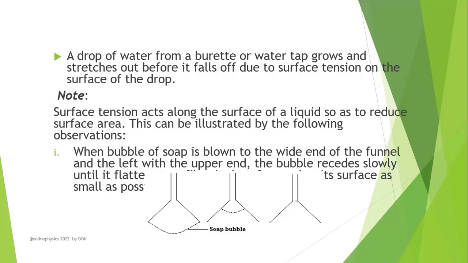Then we can also note that surface tension acts along the surface of a liquid so as to reduce surface area. This can be illustrated by the following observations. One, when a soap bubble is blown at the right end of a funnel and the left upper end is left open, the bubble reduces slowly until it flattens the surface as small as possible. So you can check those diagrams there. That soap bubble flattens completely to that end part and it becomes as small as possible.